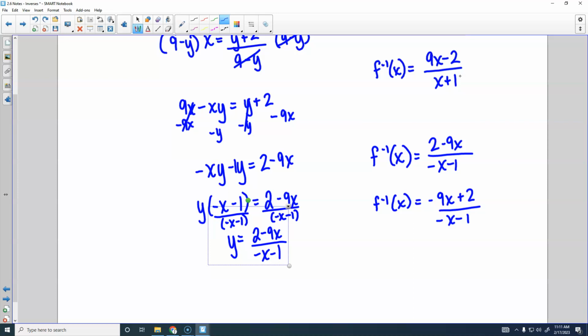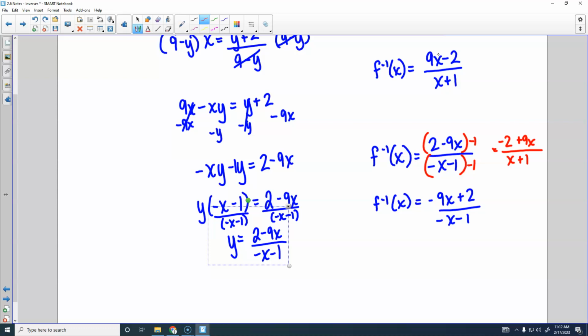Okay, that is going to be the same, and let me show you why. If I take this and multiply it by negative 1 and the bottom and multiply it by negative 1, I am not changing the value of that function because negative 1 over negative 1 is just 1, right? So it doesn't change the value. So that would make me have negative 2 plus 9x over positive x plus 1. And then if you wanted to, you could write it with that 9x first. So it would be the same.